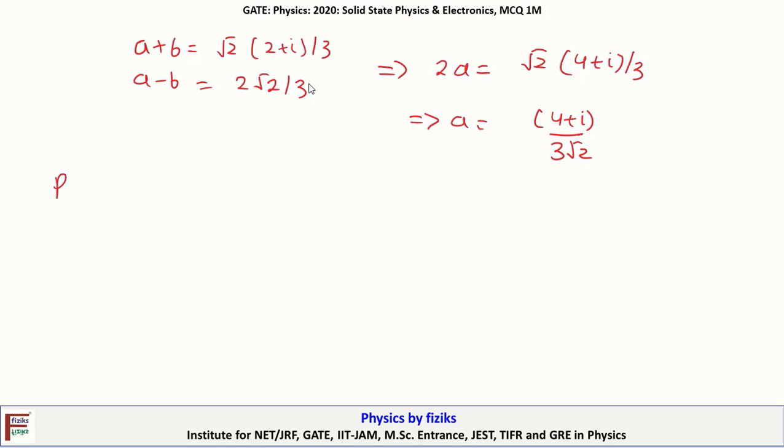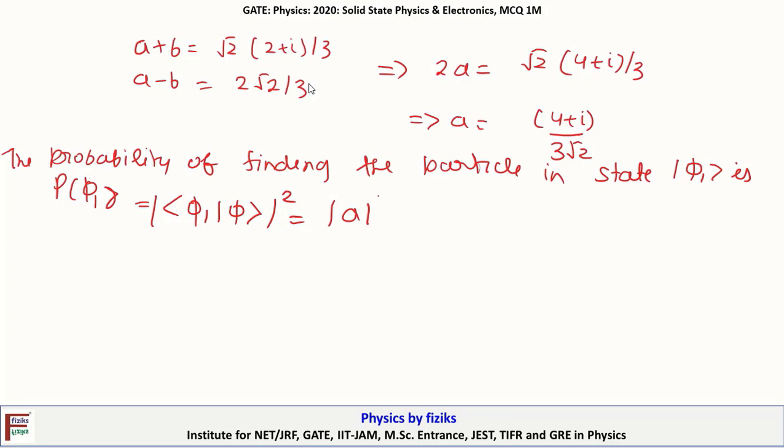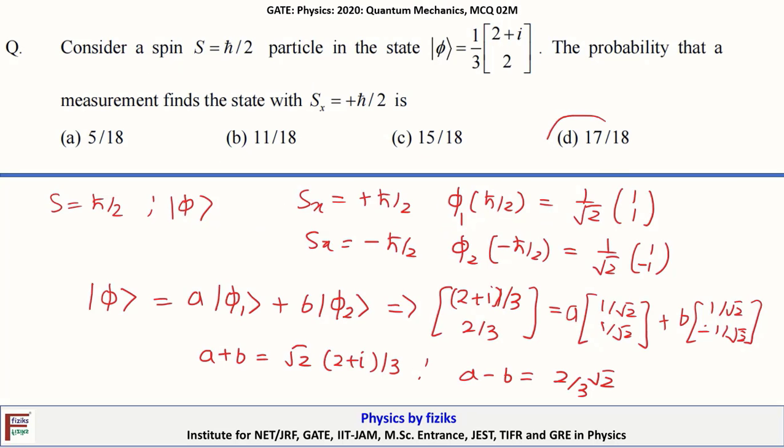Now the probability of finding the particle in state phi 1 is P of phi 1, which would be the mod square of the overlap, which is equal to mod a square, which is equal to the mod square of (4 plus i) by 3 root 2, that is equal to 17 by 18. So the answer in this case would be option D.